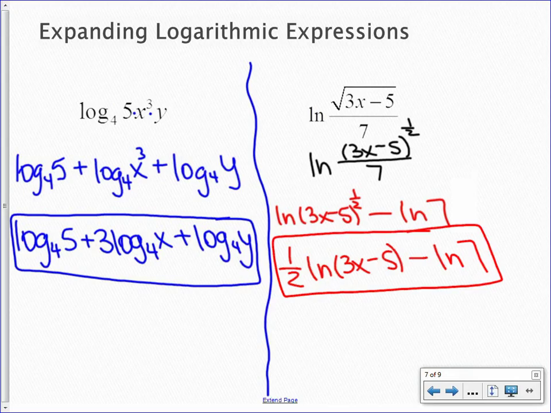Why did I stop? Okay, we cannot separate this. There is subtraction inside. We can't separate out subtraction. We can only separate multiplication and division. So the 3x minus 5 has to stay like it is. All right, 2 more examples.